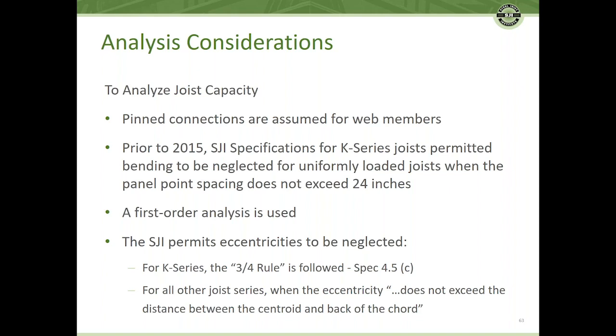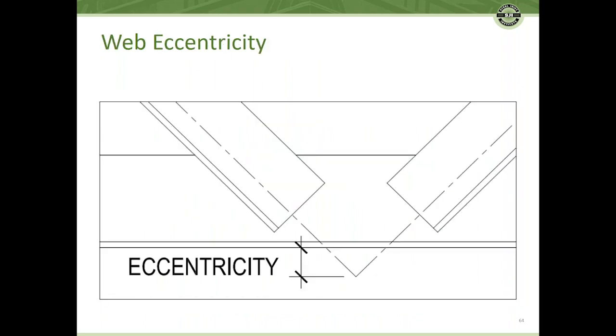And then the SJI permits eccentricities to be neglected under certain parameters. One is the 3/4 rule, which is in Spec 4.5. And then for all other joist series, when the eccentricity does not exceed the distance between the centroid and the back of the chord. I talked a little bit about that, but essentially, if the 2 centroids intersect on the chord, then we don't need to consider eccentricity. But if they're off the chord, like in the sketch that I showed, we do need to consider eccentricity. And you can see that in this particular case, we would need to consider eccentricity.